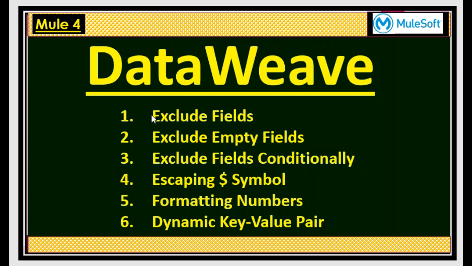And sometimes you might have a price with the dollar symbol, and you might want to remove it and then format it with some specific type. So we are going to see that as well. And finally, we will be seeing how to have a dynamic key value pair. So when you have a set of key value pair objects, you might want to either include them or exclude them based on the conditions. So we will be seeing all these 6 techniques today. Let's get started.